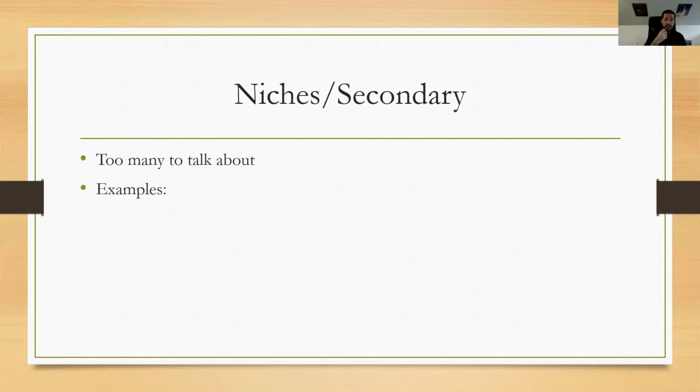So niches and secondary, this would be the secondary color wheel, so to speak. This would be your purples and the other types of colors there. There's way too many to talk about here, but I want to give you some examples of what I'm talking about. This is a niche inside of real estate where people like to dial in and become an expert in a certain field. And they become very profitable and very successful at it and become a master at it versus just the very generic flipping or buy and hold type of stuff.